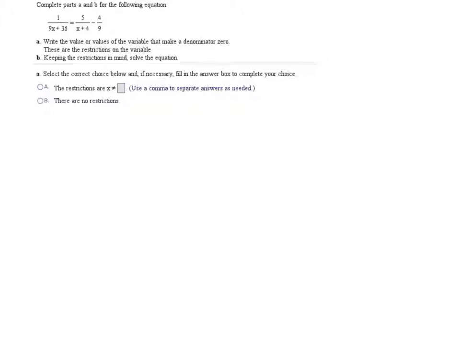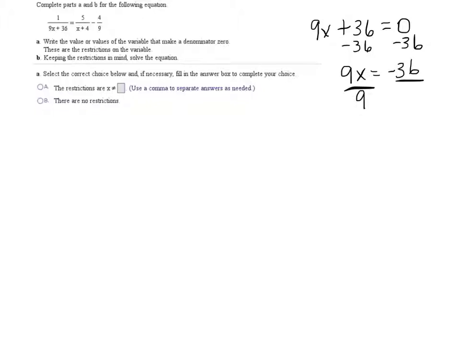Now this problem has a few parts. The first part wants to know what value or values of the variable make the denominator 0. So what we do is take each of our denominators and set them equal to 0. So that's the first denominator, set that equal to 0, and we'll know what values make this 0. So if we subtract 36 from both sides of the equation, we have 9x is equal to negative 36. And then if we divide by 9, we have x is equal to negative 4.